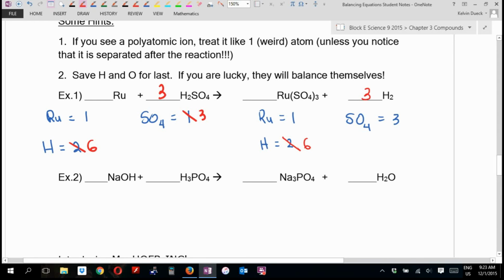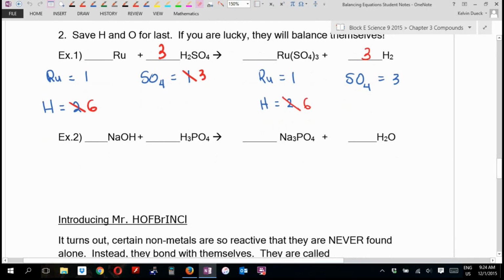1 atom of Ru, is that rubidium? I think it is. Plus 3 H2SO4s leaves 1 RuSO4 3, and then 3 extra molecules of H2 kicking around. I could even be more specific. Because I know that hydrogen is a gas, I can tell you that if you mix these together, bubbles would show up if it was a liquid, because the hydrogen gas would bubble off. So now we're really starting to predict what's going on with chemistry.